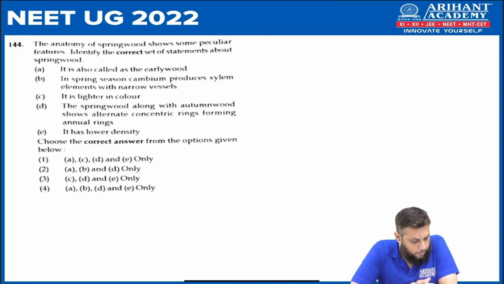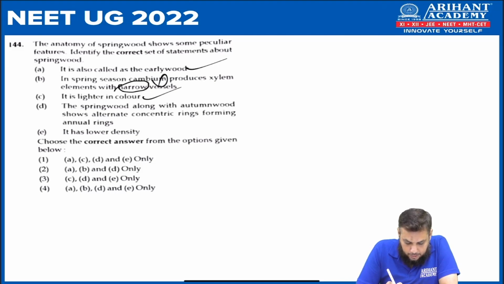144. Anatomy of flowering plants. The anatomy of springwood shows some peculiar features. Identify the correct set of statements about springwood. It is also called early wood. Yes, correct. In spring season, cambium produces xylem elements with narrow vessels. No, spring season is the active season, so it does not need narrow vessels. It needs broader ones. It's a wrong statement. Lighter in color, yes. Annual ring, yes. So the answer for 144 will be 1.